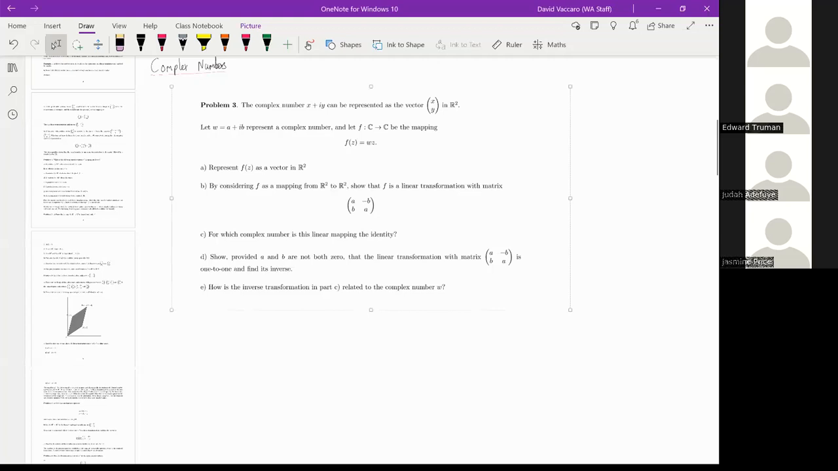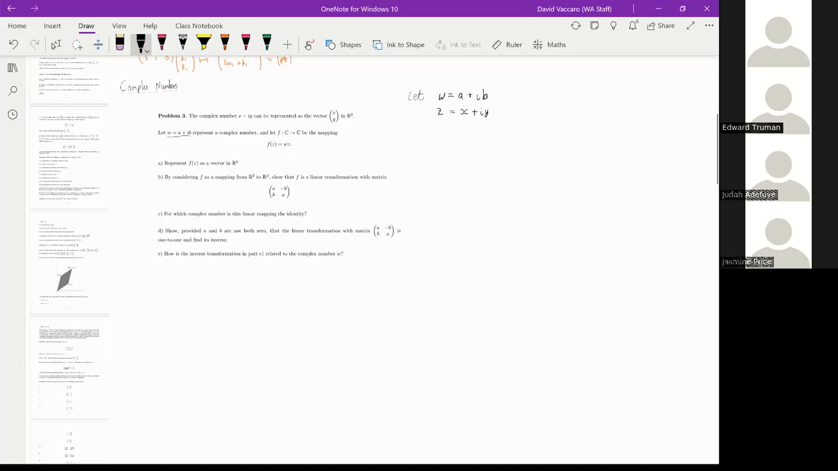So the first thing I'm going to do is fix a complex number, which I'm going to call W. The question says, let W equal A plus iB. Actually, I'll let you decide whether it's a W or an omega. And I'm going to take a complex number Z, which is X plus iY. And I'm going to look at what we get if we multiply W and Z together.